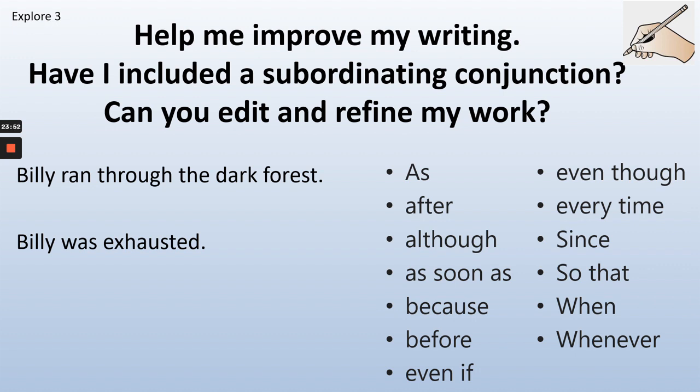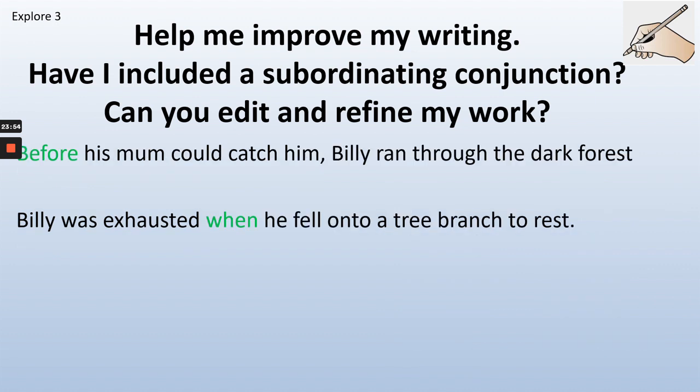Fantastic. Let's see if you had something similar to me. Before his mum could catch him, Billy ran into the dark forest. You could have also had the subordinating conjunction after this main clause. Billy ran through the dark forest before his mum could catch him. You could put that as the dependent clause and the subordinating conjunction after this sentence.